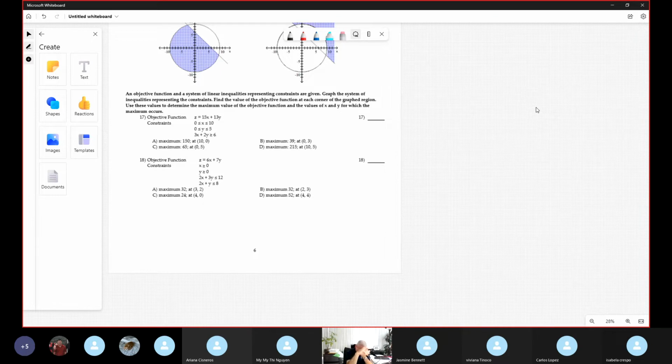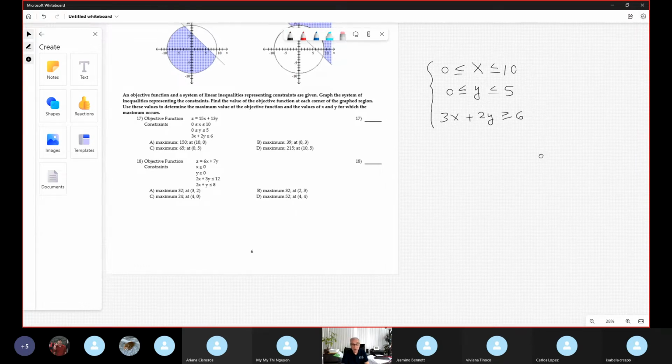Okay, now you have a typical linear programming problem. In the linear programming problems, we have a family of inequalities that represent the constraints of the problem. For example, in 17, the constraints are x between 0 and 10, and y between 0 and 5. And we have another line, que es 3x plus 2y greater than or equal to 6. And that's it. This is the constraint. I put it in decimals, and you see the region que satisfy that condition, no?